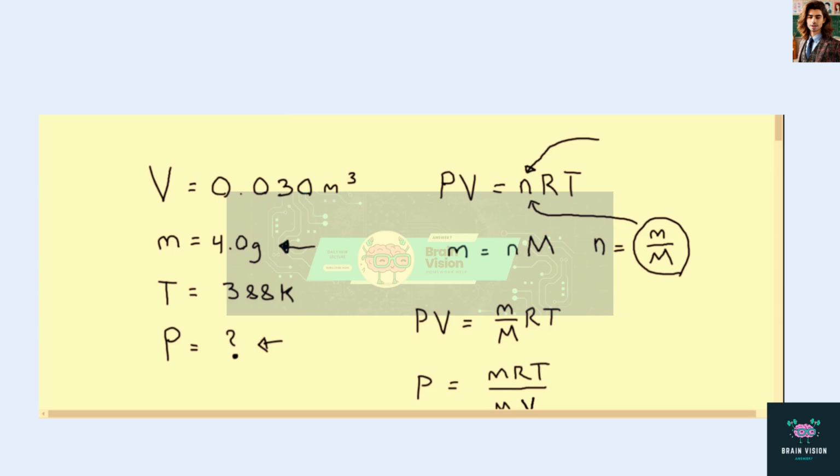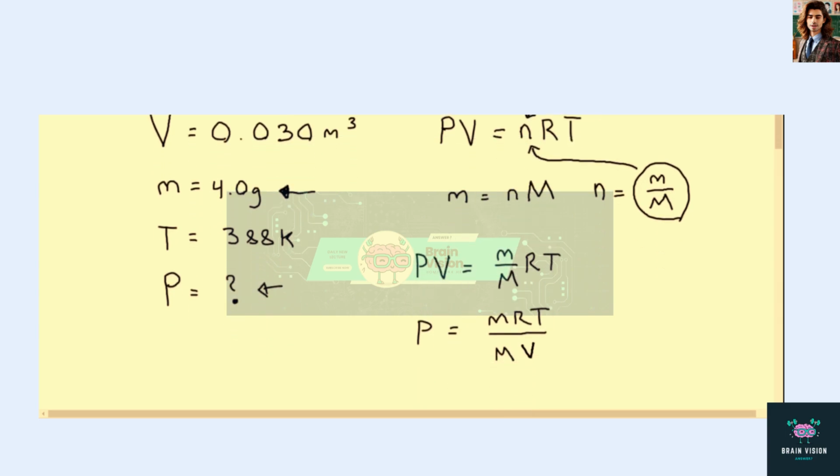Let's make sure all our units are good to go. Our temperature is in Kelvin. R is just the gas constant, which is in joules per mole Kelvin. V is in meters cubed, which is good to go. m is in grams, which might be okay depending on what molar mass we use.